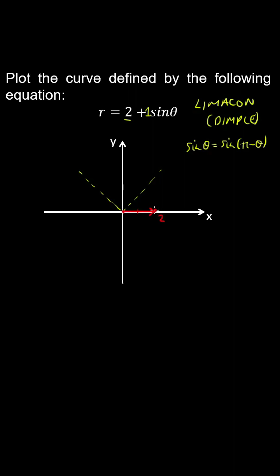So that's our first point on the curve. And for theta equals pi on 2, r equals 3. So that's our next point on the curve. And because we have symmetry about the y-axis, we can choose theta is equal to minus pi on 2 or 3 pi on 2. So sine of minus pi on 2 is minus 1, then 2 minus 1 is 1 over here. So our curve looks something like this. And due to symmetry, we can reflect it about the y-axis.